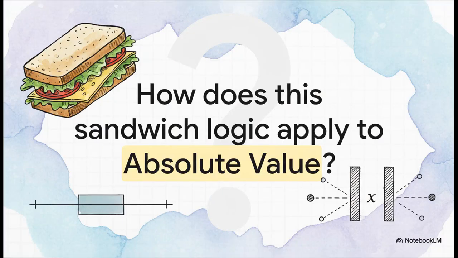So there you have it. You now get the logic of how to solve for a variable when it's trapped between two different boundaries. And that is a really powerful tool to have. So I'll leave you with this question to chew on. We've used this logic for and inequalities. But what do you think happens when we apply this same idea, this idea of being within a certain range, to a concept like absolute value? That's a puzzle for next time.